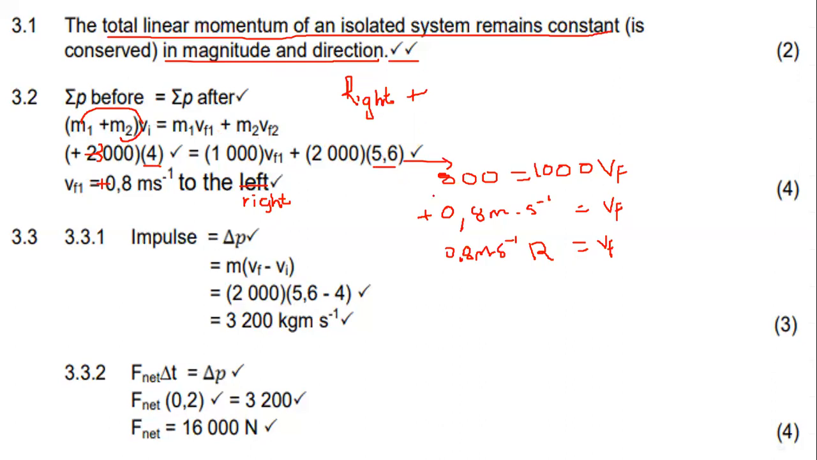You work out this, it gives you 800 is equal to 1,000 VF. Then you get VF, it's a positive value. In other words, when you go to interpret it, then it will give you 0.8 meters per second to the right. So I hope that you were able to see that one. Are we together?